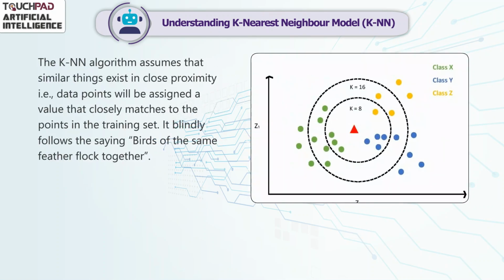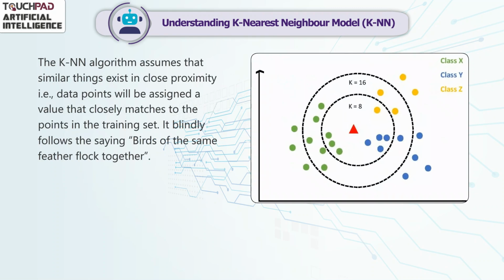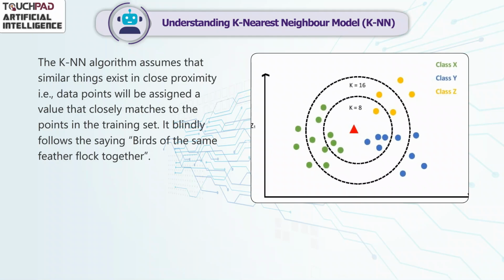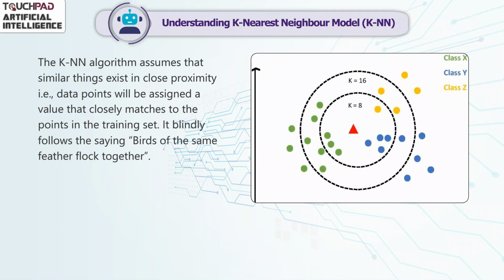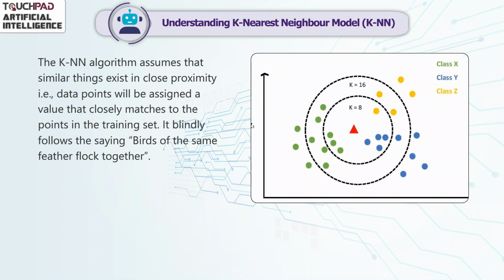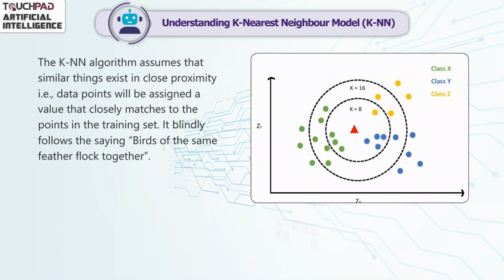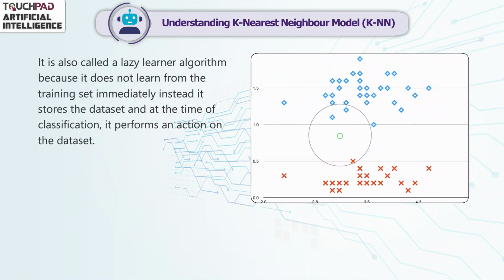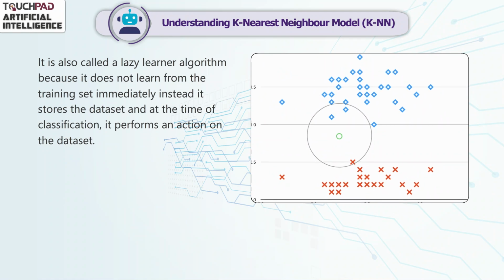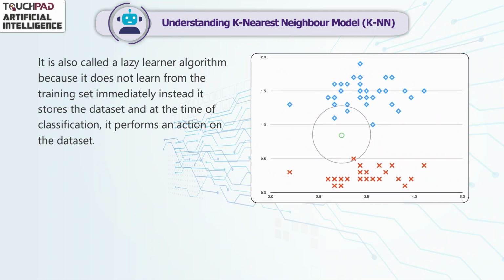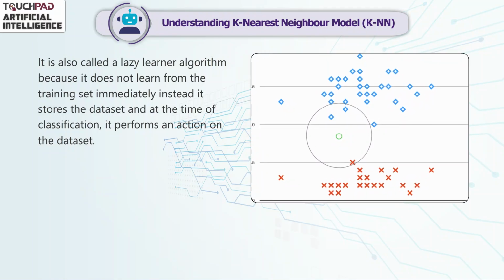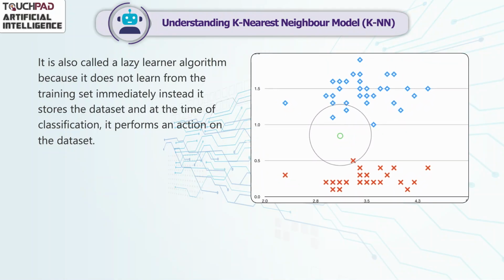The KNN algorithm assumes that similar things exist in close proximity. That is, data points will be assigned a value that closely matches the points in the training set. It blindly follows the saying, "Birds of the same feather flock together." It is also called a lazy learner algorithm because it does not learn from the training set immediately. Instead, it stores the data set, and at the time of classification, it performs an action on the data set.